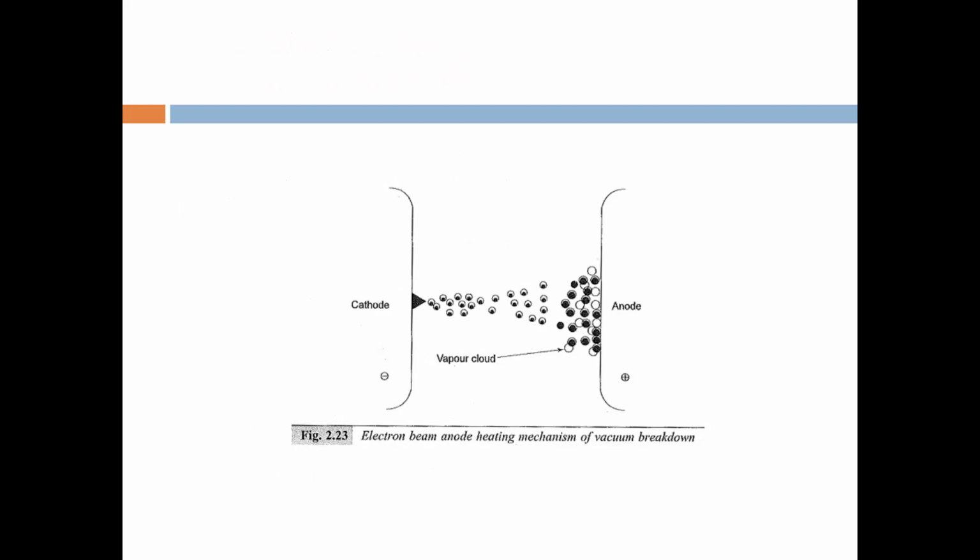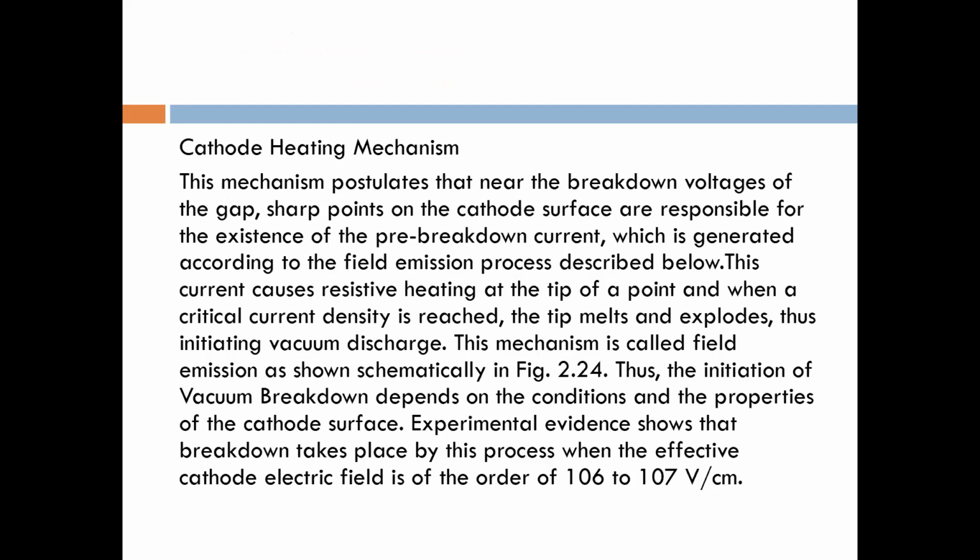Now next one, we will see the cathode heating mechanism. Just as I have told you, either anode heating or cathode heating. So in this mechanism, the cathode is heated. What are the reasons behind it? The sharp points on the cathode surface are responsible for the pre-breakdown current. Sharp points are available on the cathode surface, and due to this, the pre-breakdown current is generated according to the field emission process described.